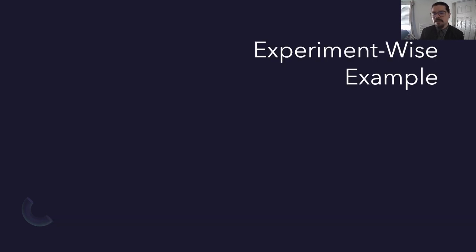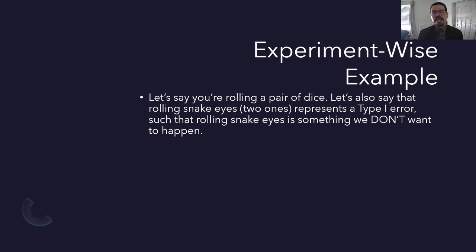Now that might sound a little bit confusing. Hopefully this example that I offer will help make sense of this. So let's say you're rolling a pair of dice. Okay, so a pair of dice, standard pair of dice, you have one die that has a total of 6 sides. Your second die has a total of 6 sides. Let's also say that rolling snake eyes, which means that you roll the dice and you have 2 ones, right? Die number 1 shows a 1, die number 2 shows a 1. That's called snake eyes if you're not very familiar with rolling dice.